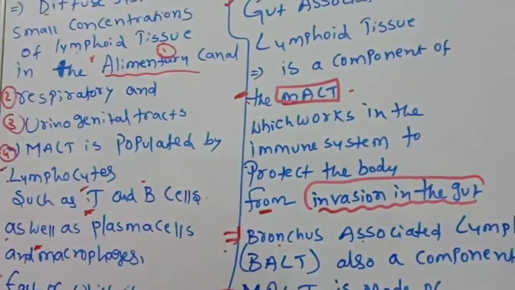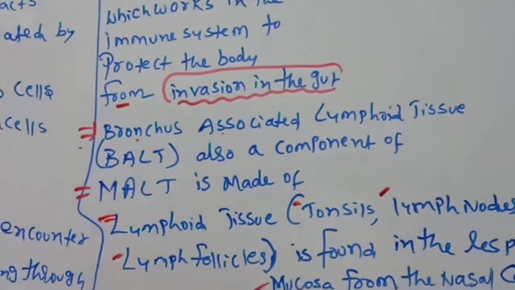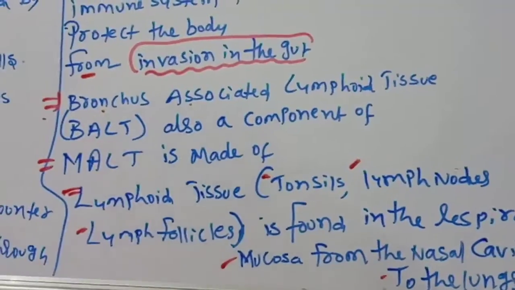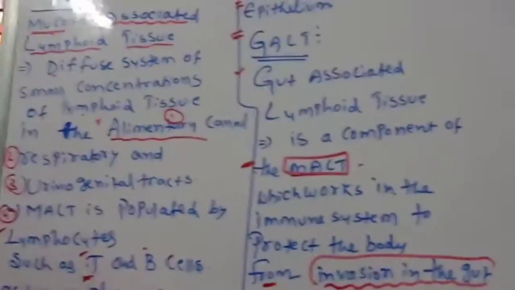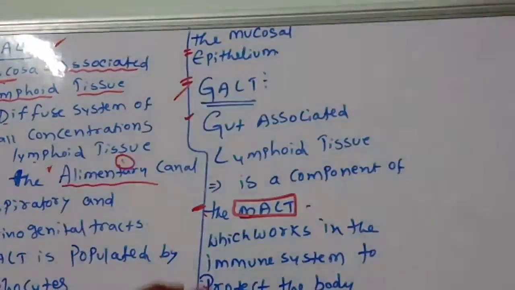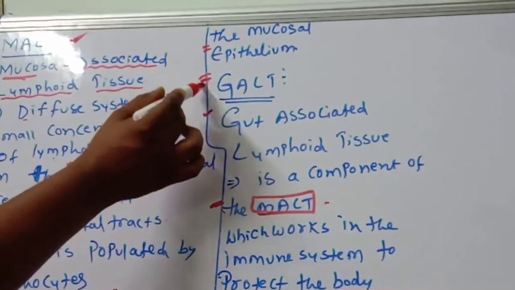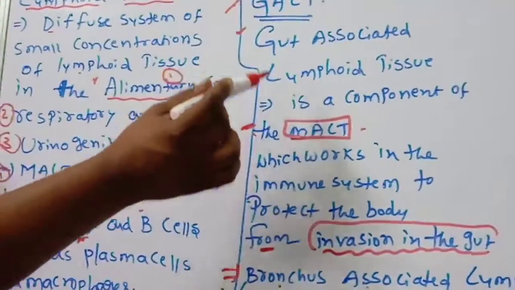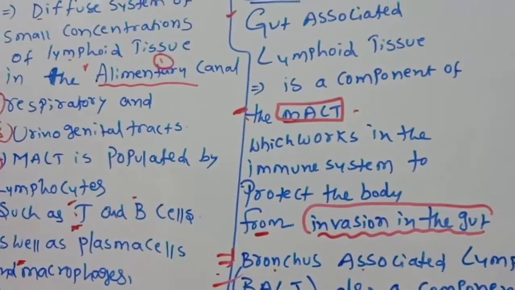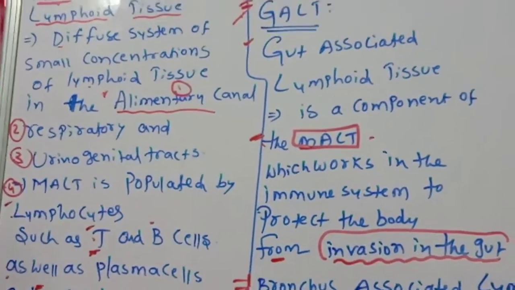It also consists of lymphocytes which protect us from infectious agents or antigens. Okay children? Like this, MALT is there, GALT is there, BALT is there. MALT, mucus associated lymphoid tissue. GALT, gut associated lymphoid tissue. BALT, bronchus associated lymphoid tissue, which protects us from infection.